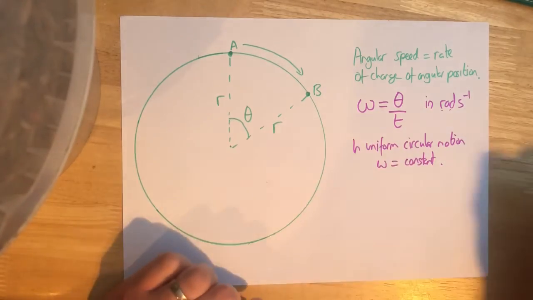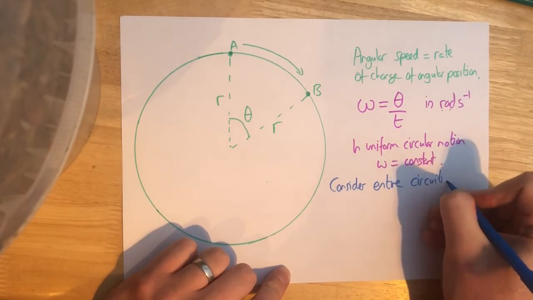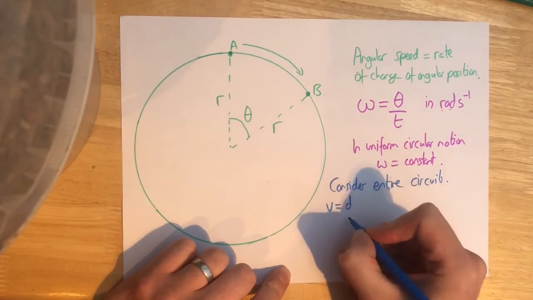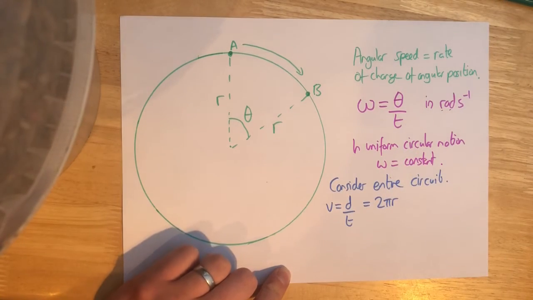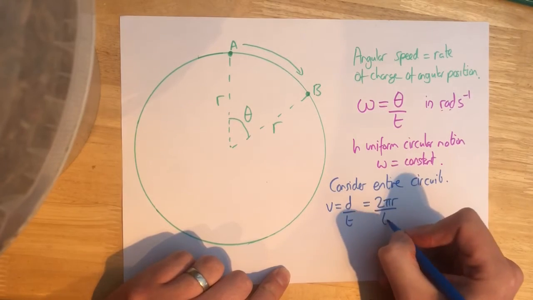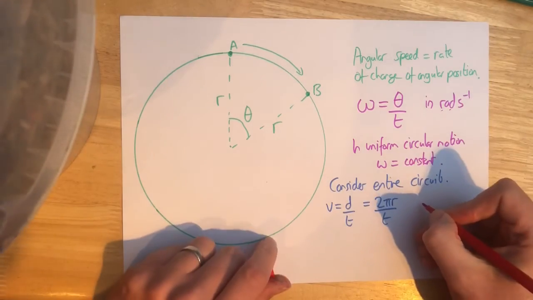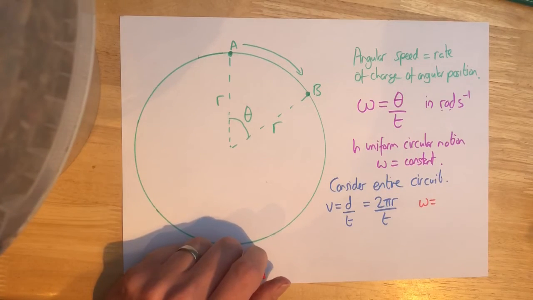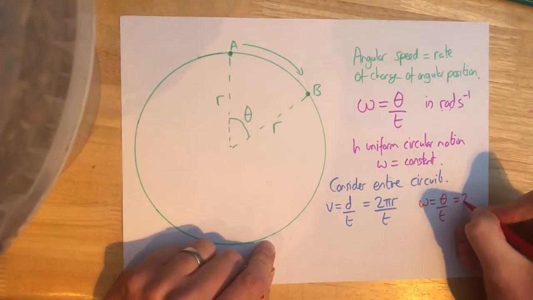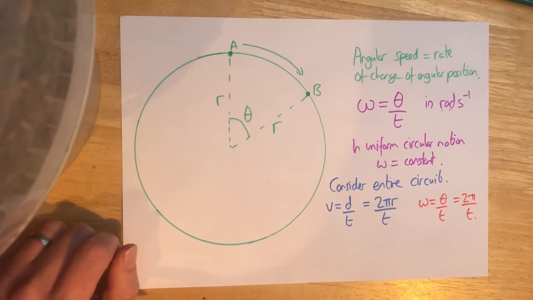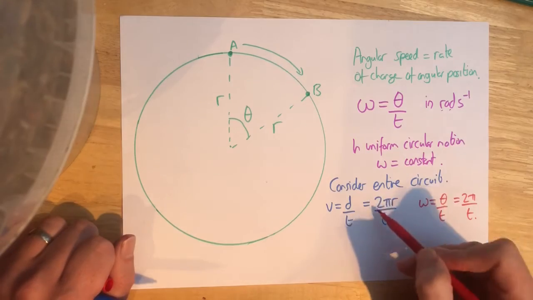So if we consider an entire circuit, then we know that v, the linear speed, is the distance divided by the time, where the distance is actually 2 pi r, the circumference of the circle, divided by time. And in terms of angular velocity, I'll change colour just so that you can see the difference. So angular speed, sorry, I should say at this point, angular speed we've already defined as theta divided by t, and because it's going to go all the way around the circle, that angle is 2 pi over t. And you see those two equations actually end up looking pretty similar. The only difference being that omega is 2 pi over t and v is 2 pi r over t.